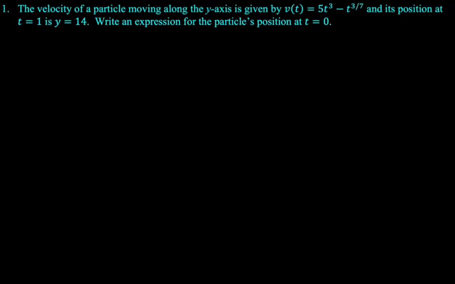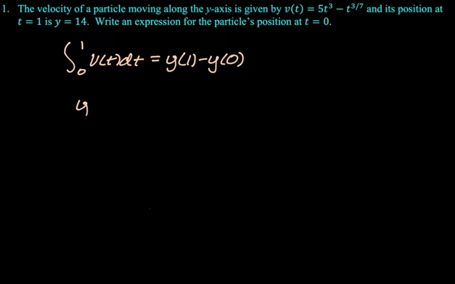All right, I'm just going to start with the fundamental theorem. So the integral from 0 to 1 of v of t dt should be y of 1 minus y of 0. I'm using y because we're on the y-axis, which is kind of implied in the problem. All we need to do to answer this is rearrange this so that it is solved for y of 0. So that's what I'm going to do.